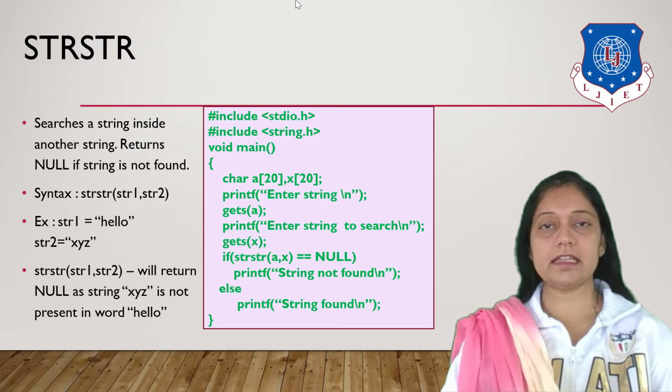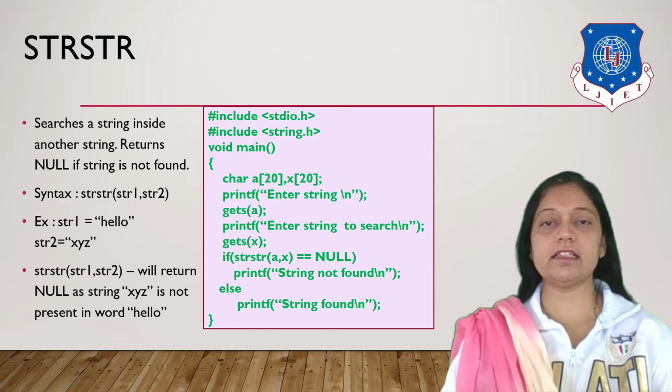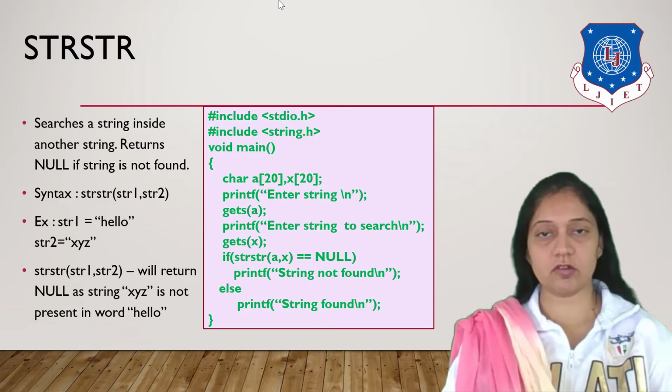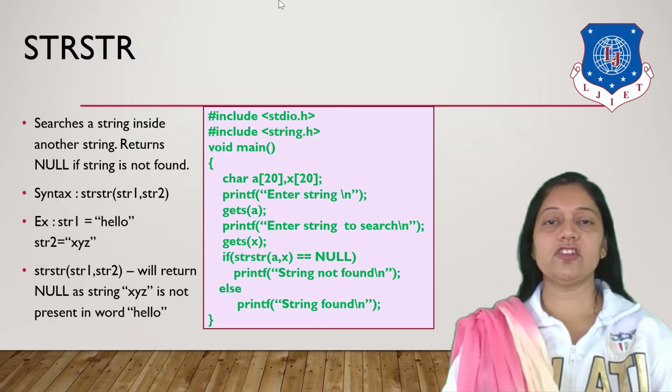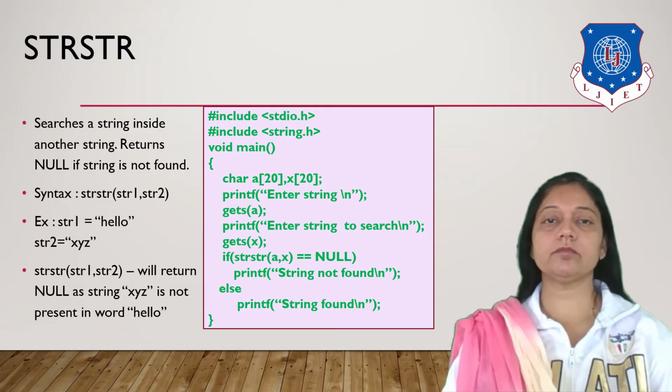Again include two files, stdio.h and string.h. Now in the declaration part, we are going to declare two strings, one would be A and another would be X, because I'm going to find a string inside a string. So you need to declare two strings and initialize them also. So declaration of two strings: character array A, the size is 20, and X array, the size is also 20. You can change the size as per the requirement.